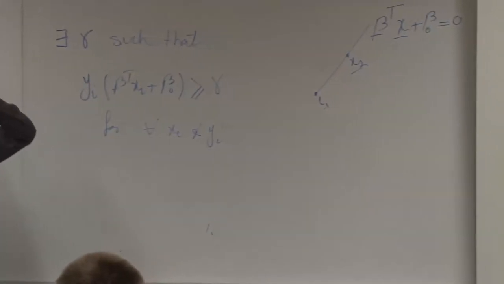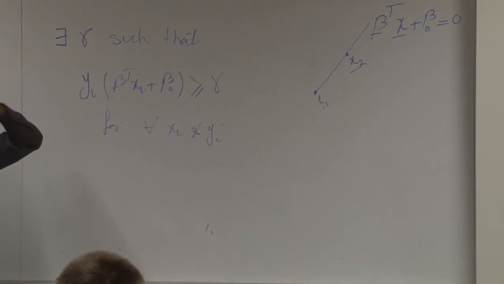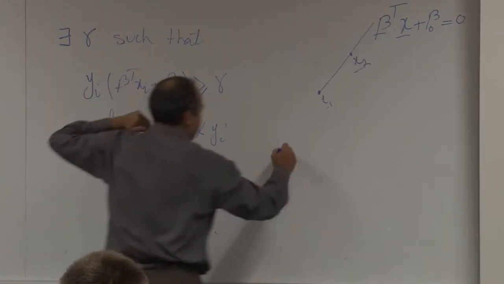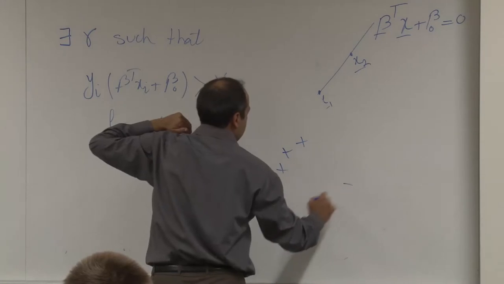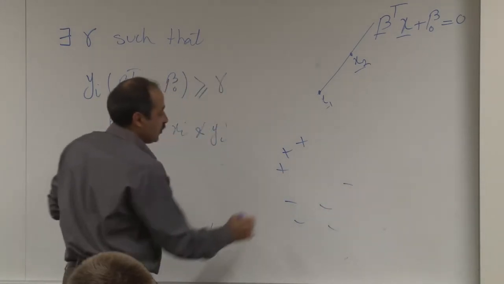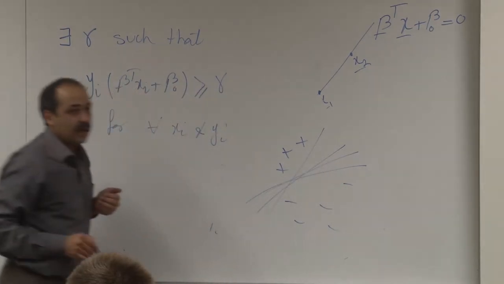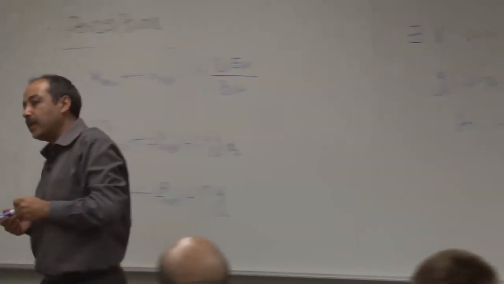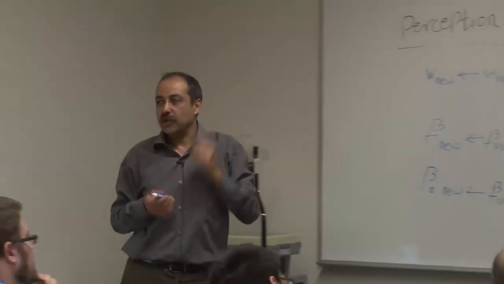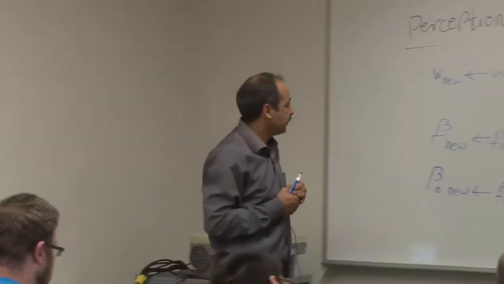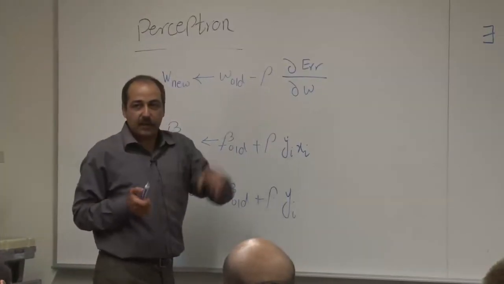But it could have an infinite number of solutions, and it will find one of them. If you have this set, there's an infinite number of solutions. That's one solution, that's another one, that's another one, that's another one. And you're going to find one of them based on the initial value. Okay? So let's get back to this question.